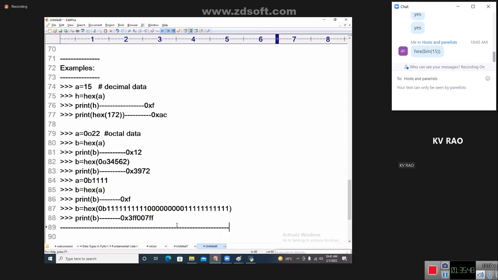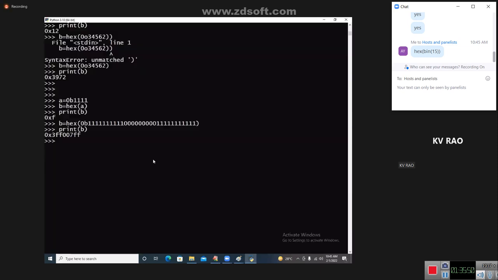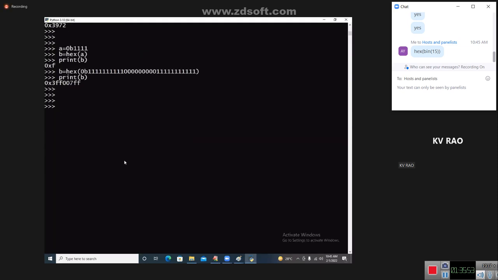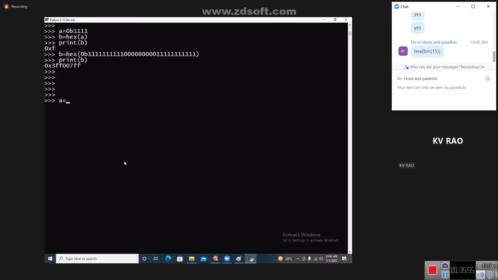My dear students, one important point I want to give you. All of you carefully observe. A is equal to 15. Now I am converting into B. Bin of A, converting into binary. Print of B comma type of B. It is going to print. B is printed, which is of binary format.